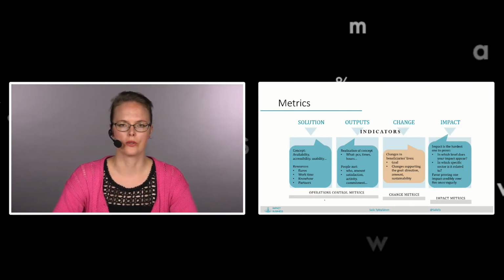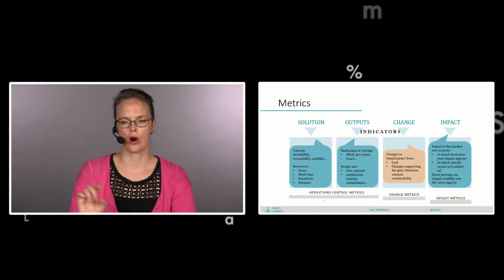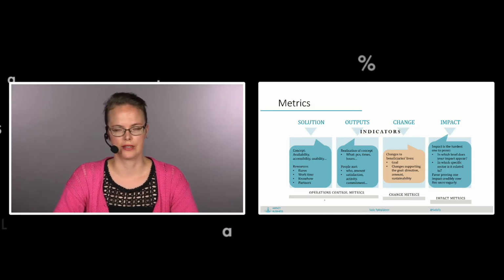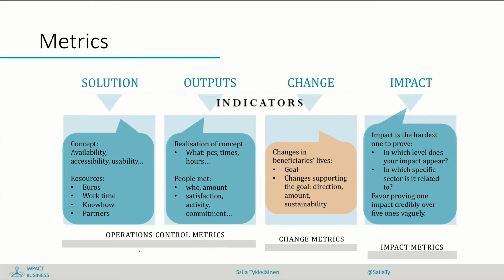And then, well, you see the gray bars beneath the indicators. It's there to highlight that there are actually 3 different types of indicators which you will need. Well, first, these operations control metrics. They are pretty standard metrics and also relevant for social impact evaluation.